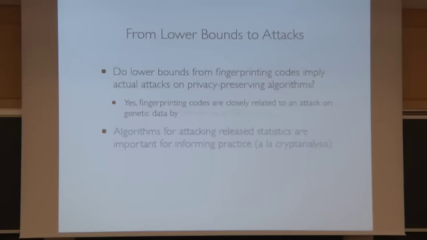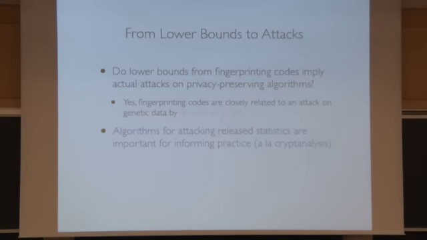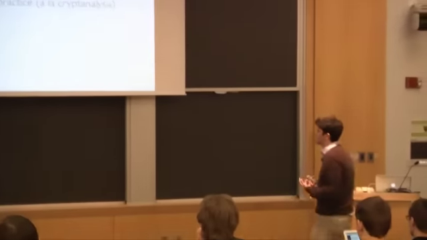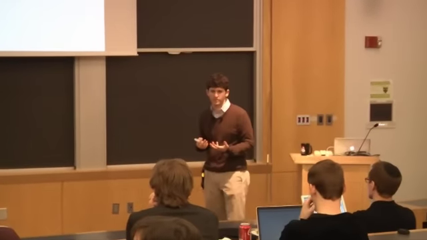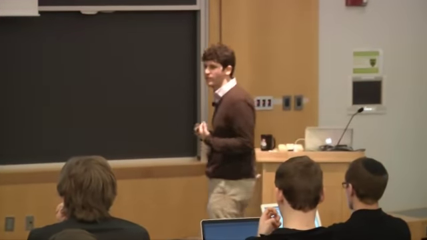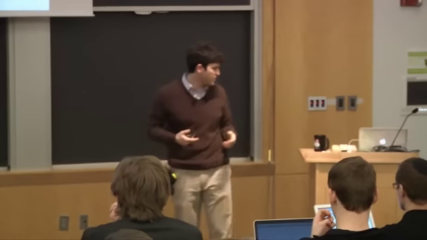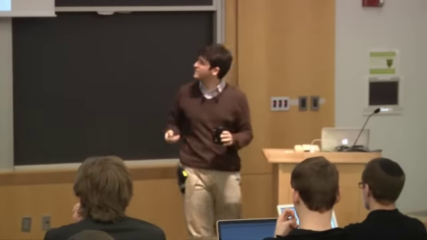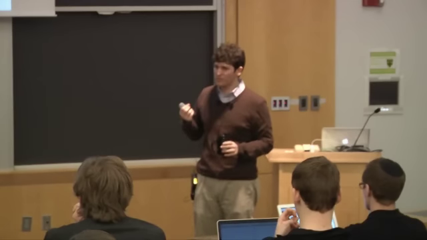And we've seen a very similar attack occur in practice. There's some work by Homer et al. where they showed how to attack genomic data using a very similar algorithmic idea to the ones underlying fingerprinting codes. And this really happened. So this actually led to a takedown of genomics data by the NIH. And there's just a very interesting theoretical relationship between fingerprinting codes and their attack.